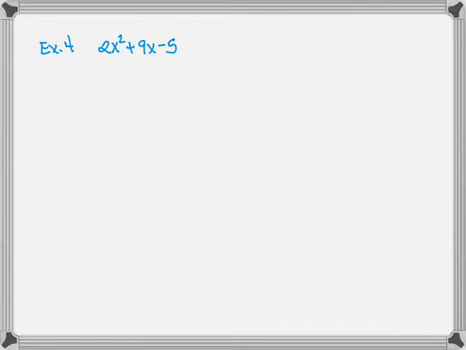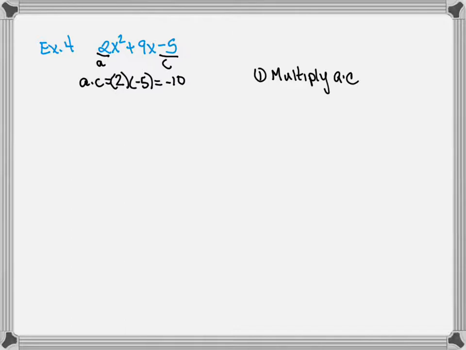Example 4. Here we have a trinomial, 2x squared plus 9x minus 5. So last time we looked at how to factor this using the Xbox method. The Xbox method is really factoring by grouping, just organized in a box. But here we're going to look at how to factor this using just factoring by grouping. So just like with the Xbox, we're going to multiply a times c. So my a term is 2, my c term is negative 5, and a times c equals 2 times negative 5, or negative 10.